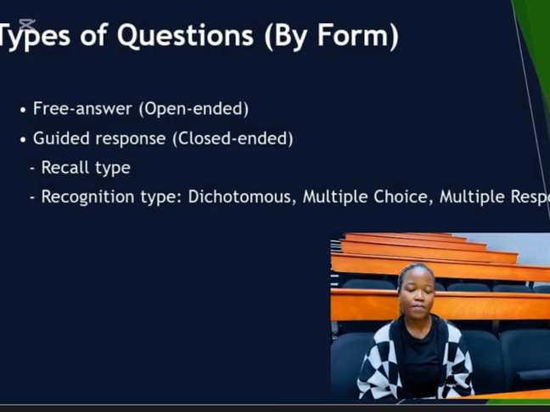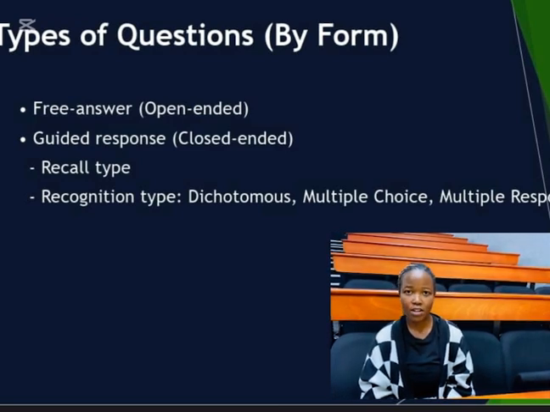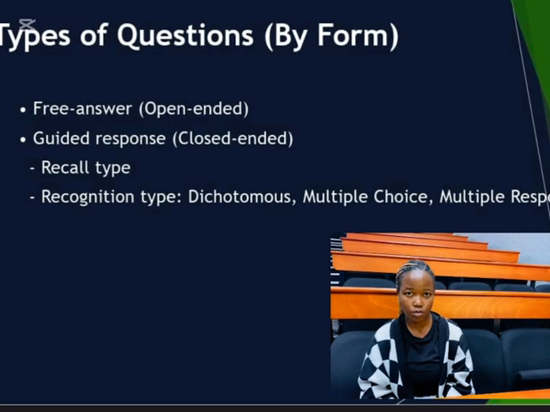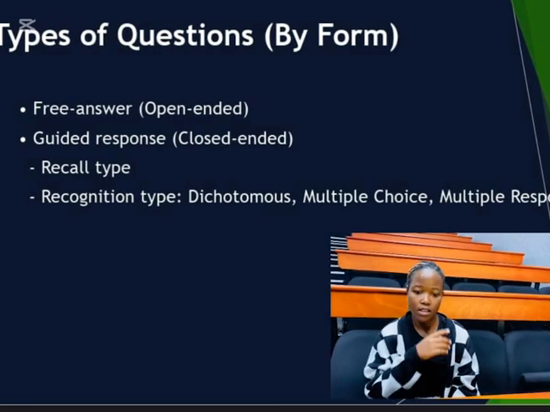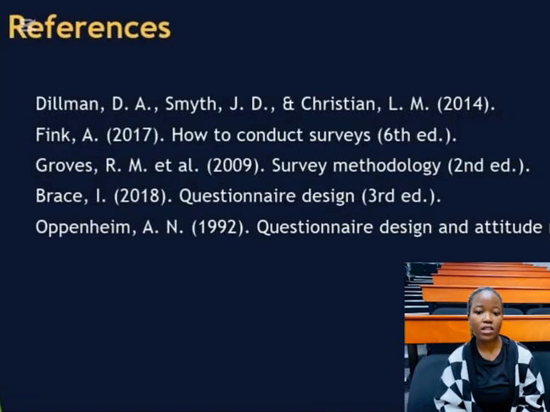There are three types: dichotomous, multiple choices, and multiple response. Dichotomous: there are only two options and one is chosen.